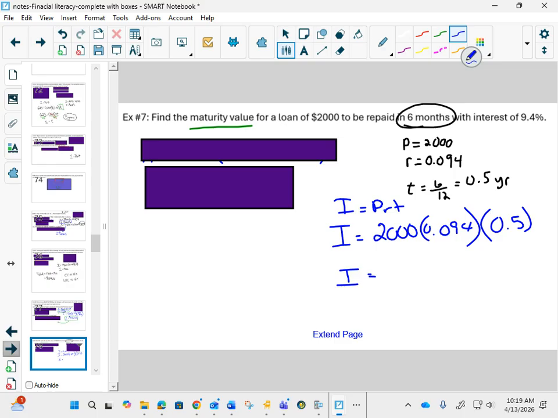Feel like doing mental math. Yeah, I'm going to go with this. Let's see if we're right. Times 0.094, this is the right amount. $94 in interest, so at the end, that's the maturity value.